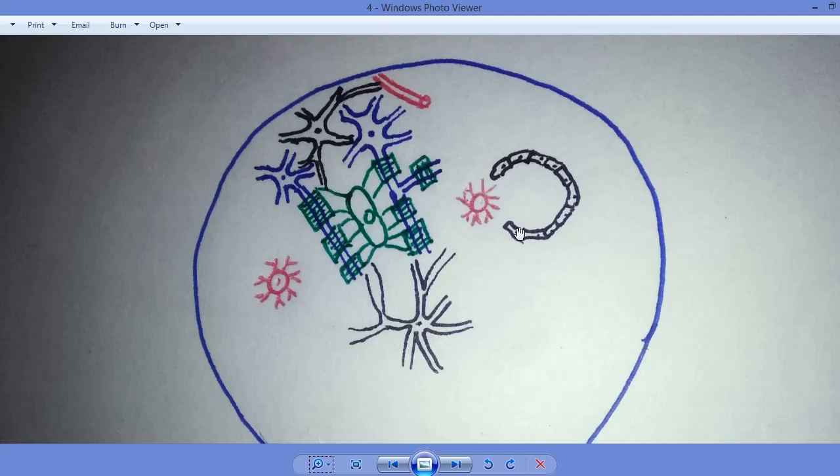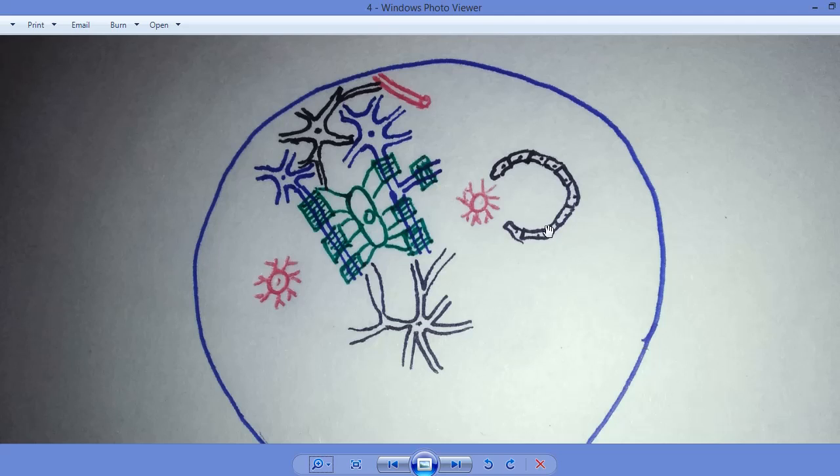Okay, the next one is the ependymal cell. These are ependymal cells. This is one cell, this is another cell, this is another cell. The ependymal cells are only present in the ventricles inside the brain. All of you know that the brain consists of some ventricles. There are 4 ventricles inside the brain, and also a spinal canal. All the ventricles inside the brain are lined by the ependymal cells.